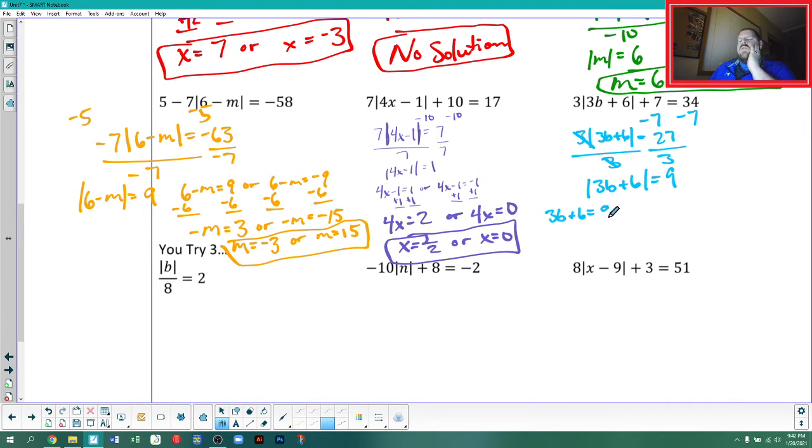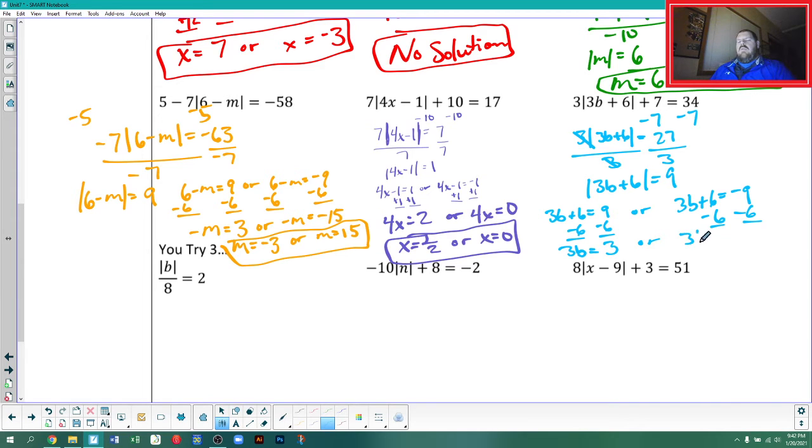So 3b plus 6 equals 9, or 3b plus 6 equals negative 9. Again, this is almost overkill with this many problems, but we're just trying to do your best to get through them. You do have the ability to pause this video and catch up with any writing that you don't keep up with, but we're really just solving equations. It just ends up that every one of these problems ends up with 2 equations.